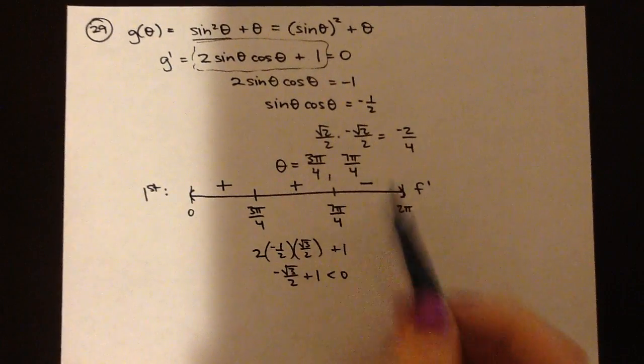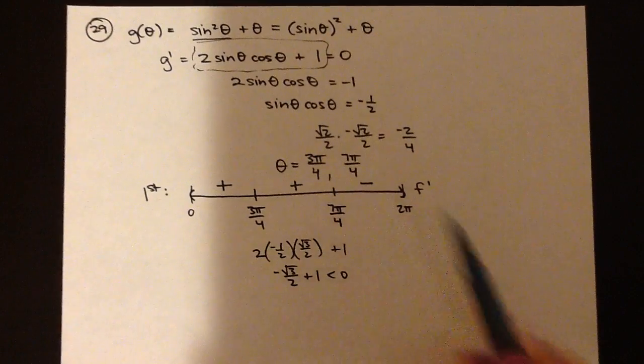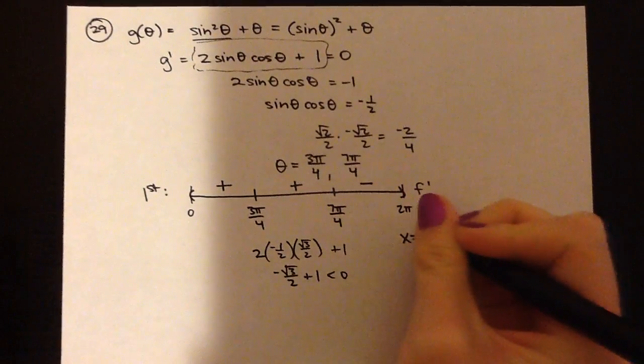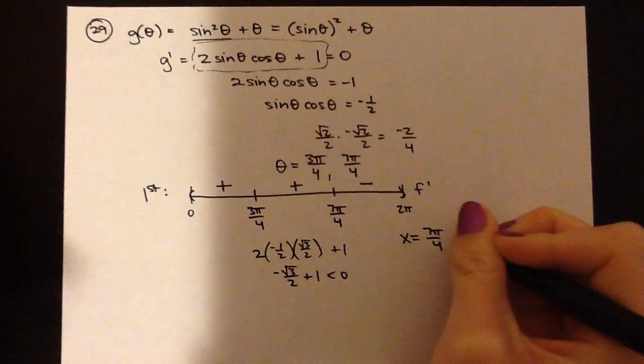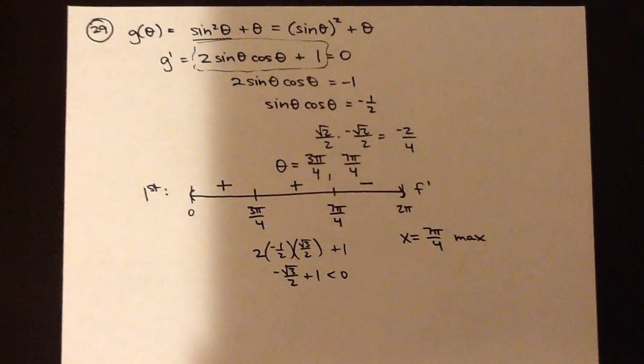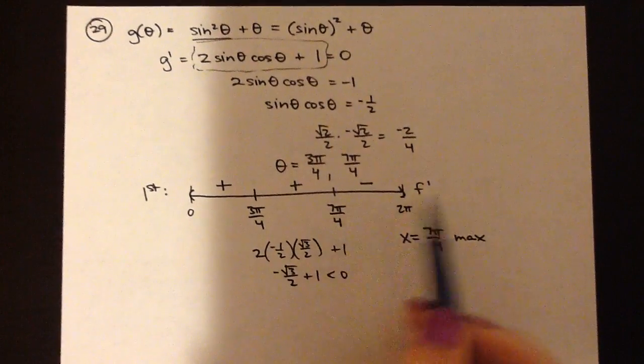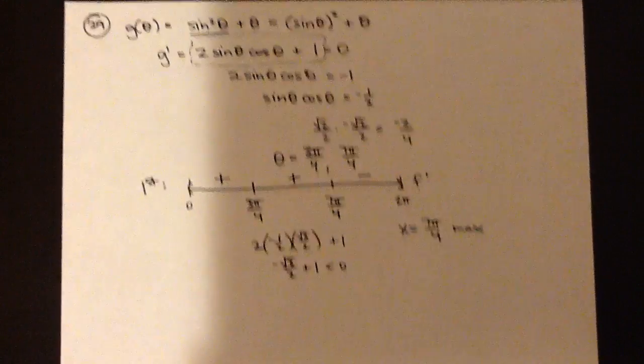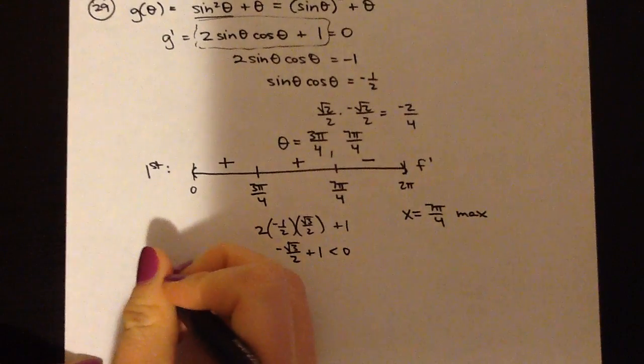And so if I do this, plug this one in right here, because this is the only sign change, I would say that x equals 7 pi over 4 is a max. And again, you would have to write the AP explanation. It is because f prime changes from positive to negative there. Okay, let's do a second derivative test.